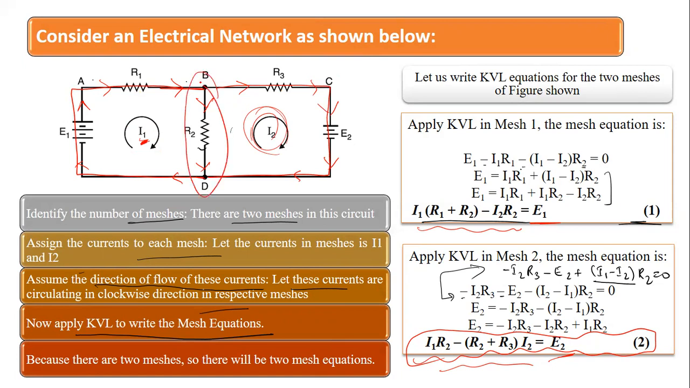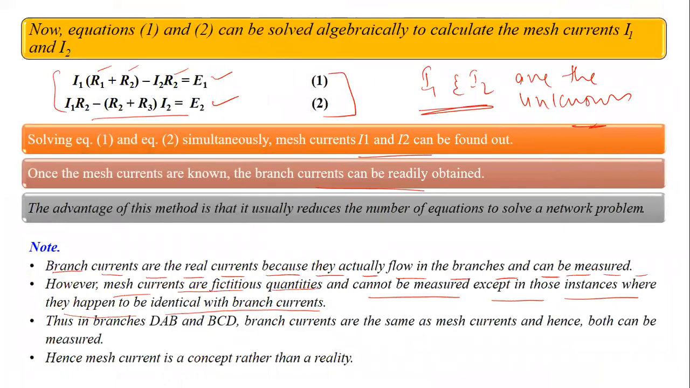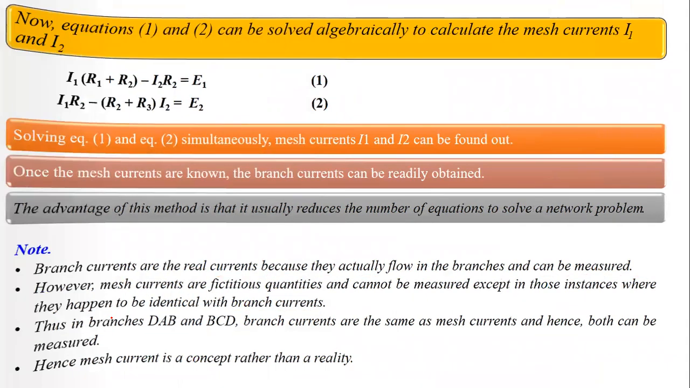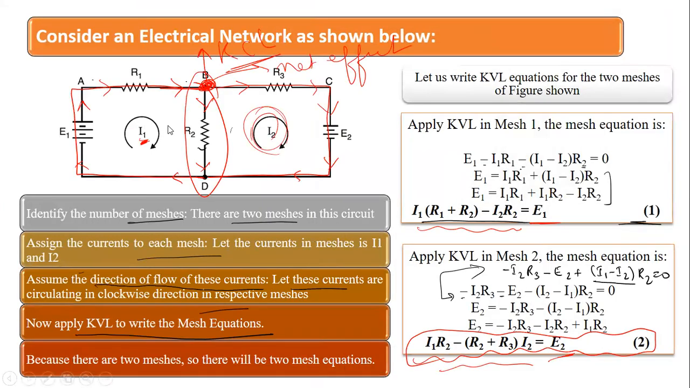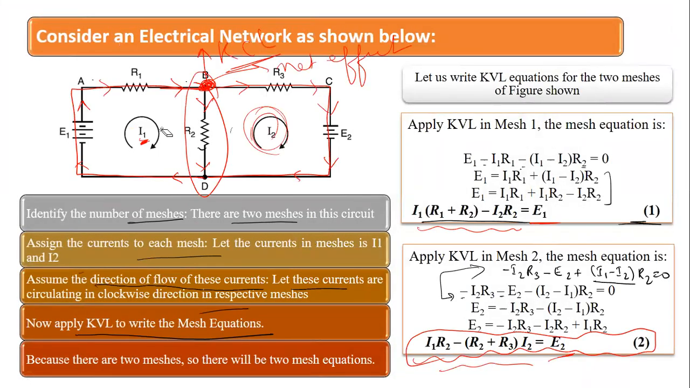Now what about this branch? This branch will have some net effect because it is connected to a junction, and here we will apply KCL. That is why KCL is also applied here by default. Though we do not write the KCL equations, KCL is applied. Thus in branches DAB and BCD, the branch currents are the same as the mesh currents and hence both can be measured. These two currents belong to the external independent branches, so here we can write I1 and here we can write I2.